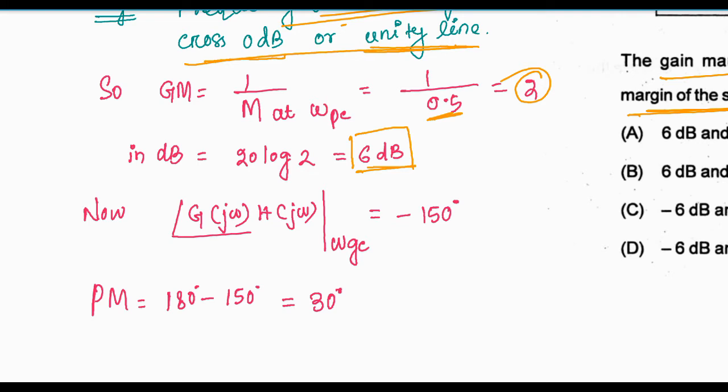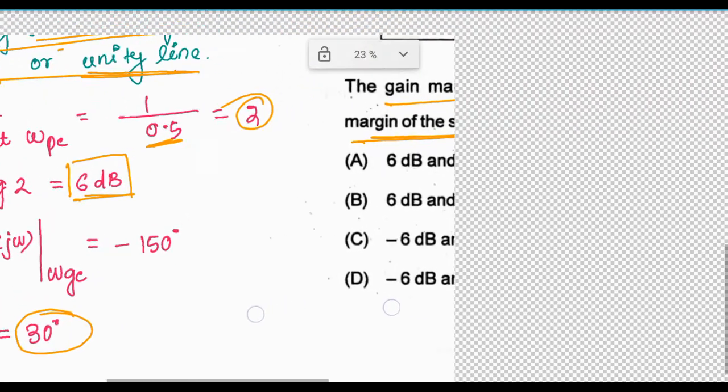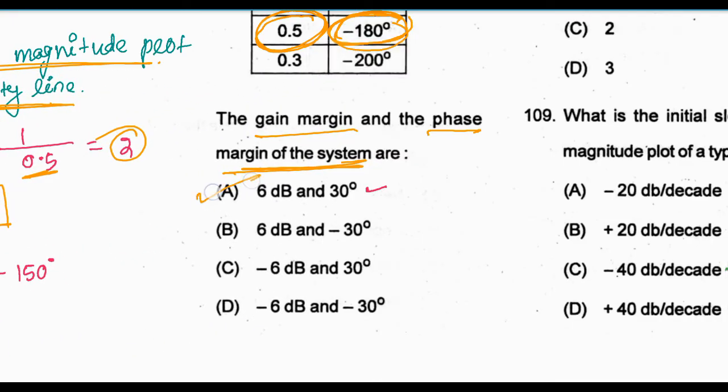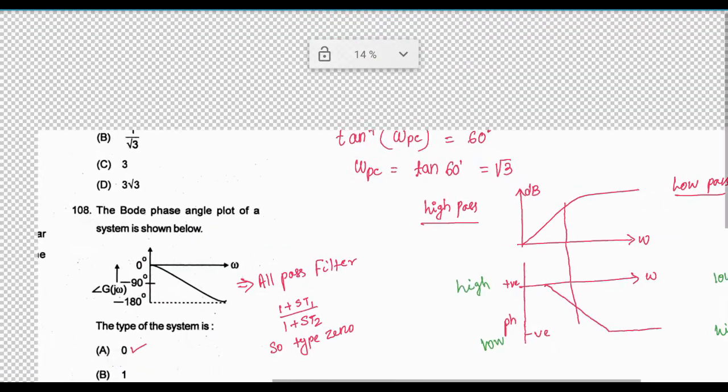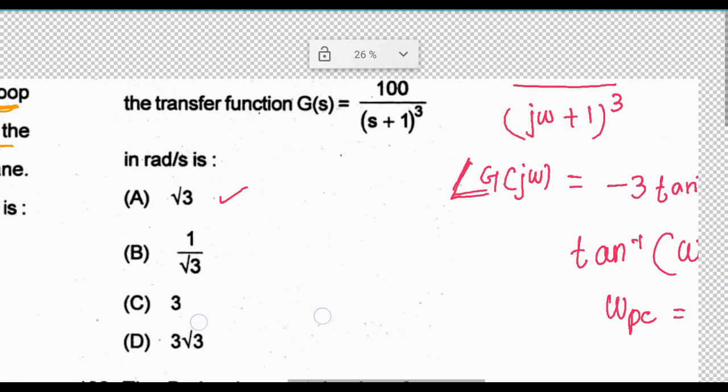So the phase margin will be 180 minus 150 at omega gc, that is the gain crossover frequency. So this will be 180 minus 150, which is equal to 30. So here are the answers: 6 dB and 30 degree. Option A is the correct answer. Next, question number 107.